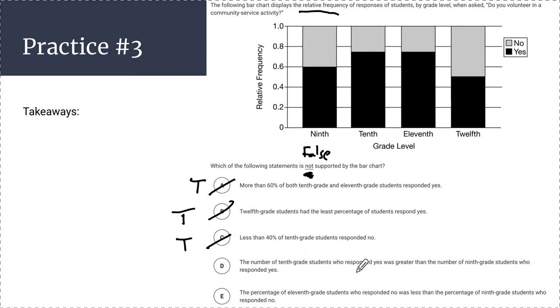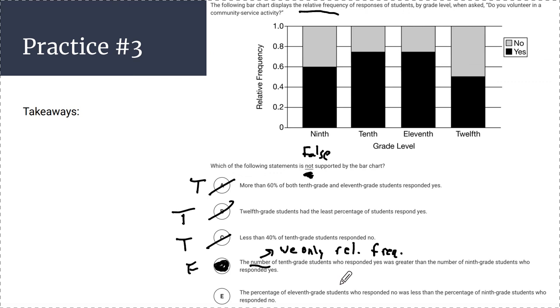The number of 10th grade students who responded yes was greater than the number of 9th grade students who responded yes. Well, what's interesting here is this is talking about number. Do we know anything about numbers here? No. We only know relative frequency. So this actually cannot be supported by the bar chart. Bar chart here, this is only measuring relative frequencies. We don't know anything about numbers.